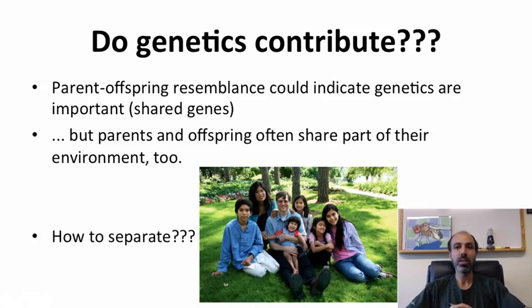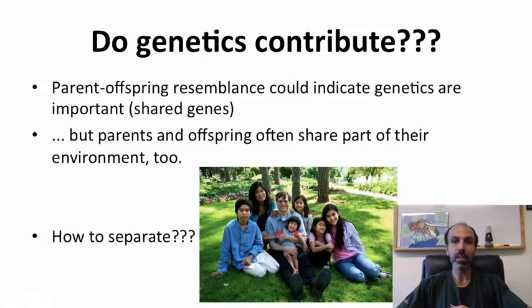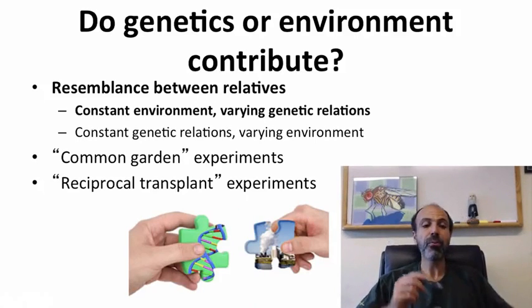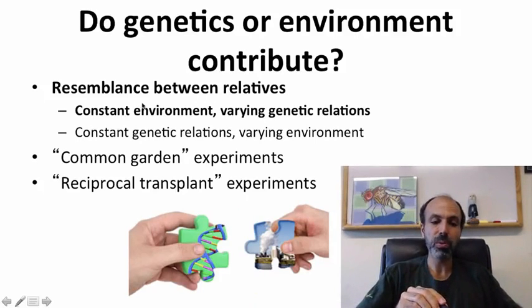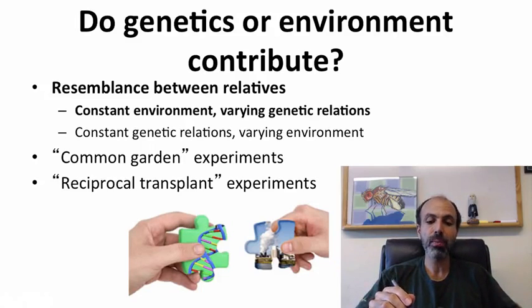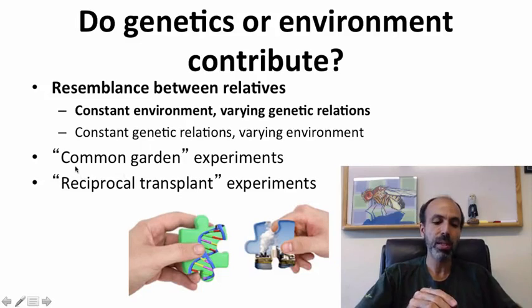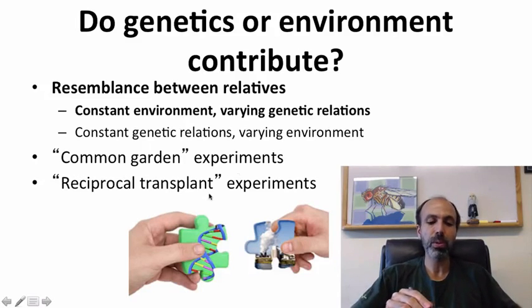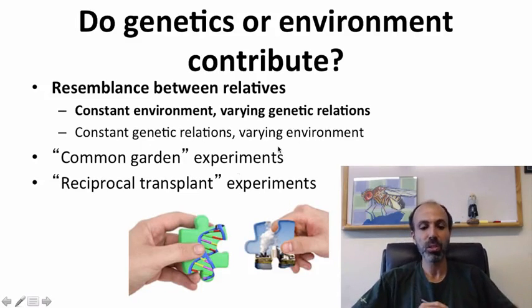How do we distinguish? Well, I'm going to show you a couple of different means. In the first part here, I'll talk about resemblance between relatives, and I'll use examples of identical versus fraternal twins, or monozygotic versus dizygotic twins, as an illustration. And then we'll come to the more meaty parts, which are common garden experiments or reciprocal transplant experiments. And those use the same principles as the twin examples. And you'll see this in just a moment.